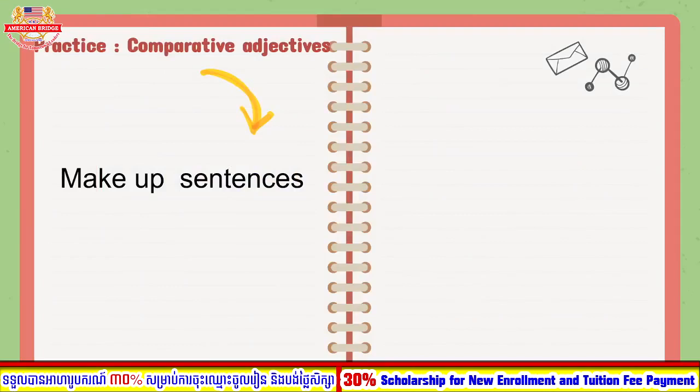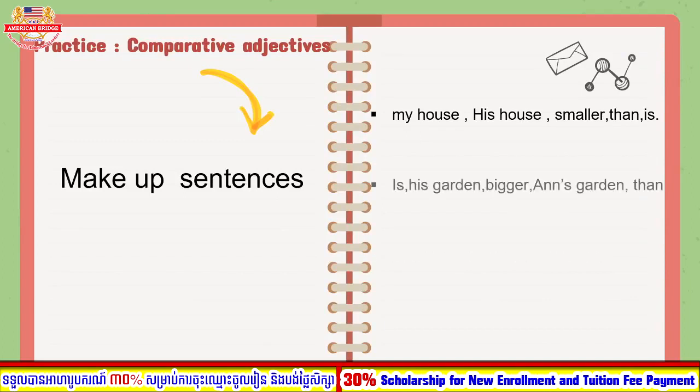The first one, teacher wants you to practice what we talk about with comparative adjectives. You need to make up sentences, right? Teacher has sentences for you regarding our grammar for today, and you need to arrange each sentence into the correct one. The first one is: my house, his house, smaller than, is. You need to make up the correct sentence. Teacher has 3 sentences for you for today.